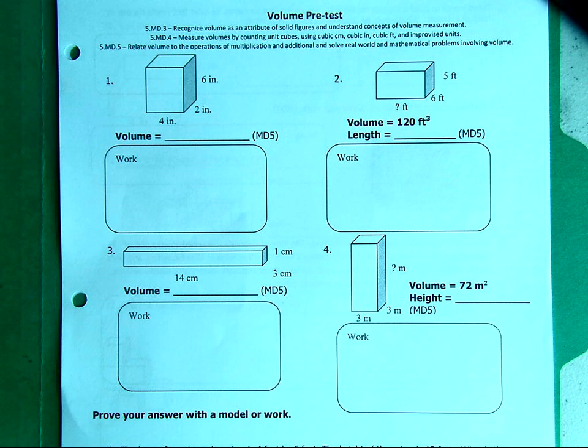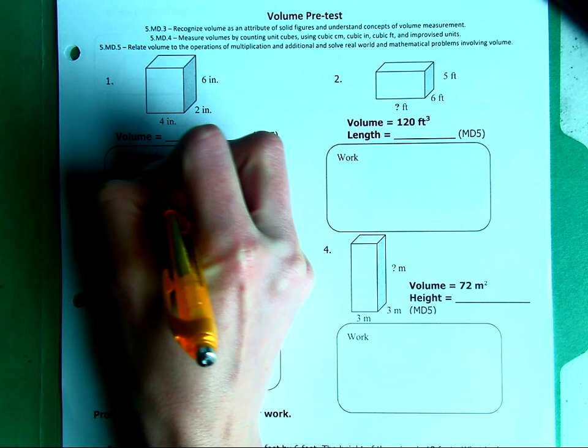Today we're going to practice our volume skills. We know that volume is the amount of space an object takes up, and we can find it by measuring the length times the width times the height. So I'm going to take just 3 seconds, that's all it takes, to actually write down the formula every time I solve the problem. Volume equals length times width times height.